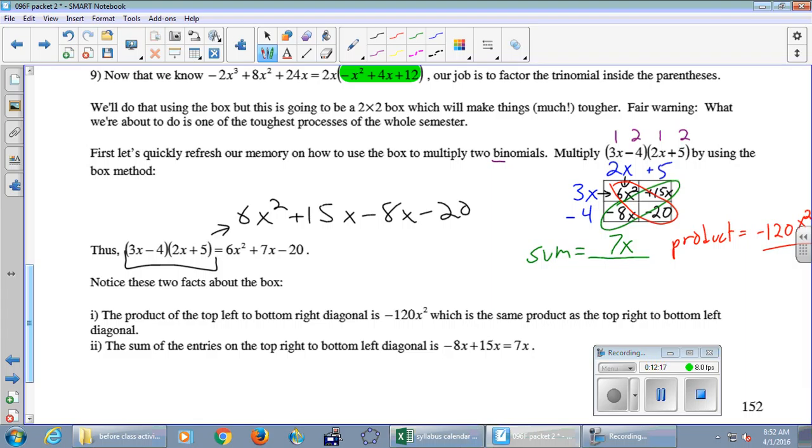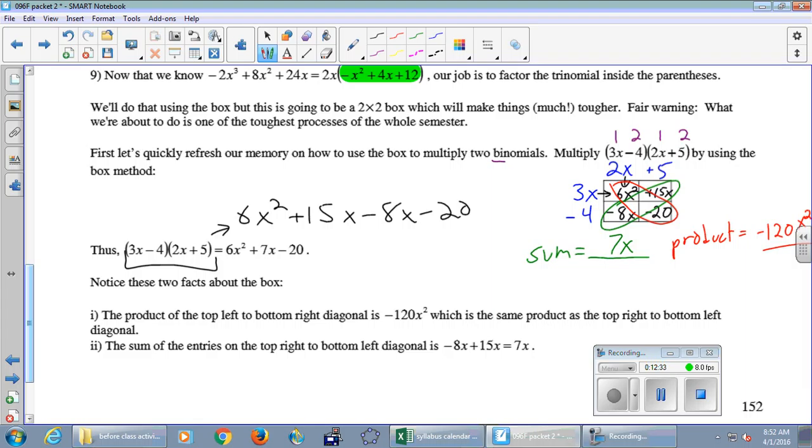Should be a surprise anyway. Right? I was surprised the first time somebody showed it to me. Really? Get out of here. I didn't know that. Turns out it's always true. When you multiply 2 binomials using the box, whatever you get when you multiply the one diagonal is going to be exactly the same as what you get on the other diagonal.